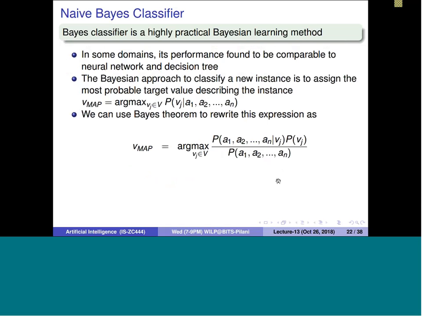So we can use Bayes theorem to rewrite this expression. You know the Bayes rule. If you want to find the probability of Vj given the features, Bayes theorem says you can write it as the probability of Vj multiplied by the probability of A1, A2, An given Vj, upon the probability of A1, A2, An. And this denominator is not important because it does not depend on any Vj, so you can remove this term, and overall this is what the probability is.